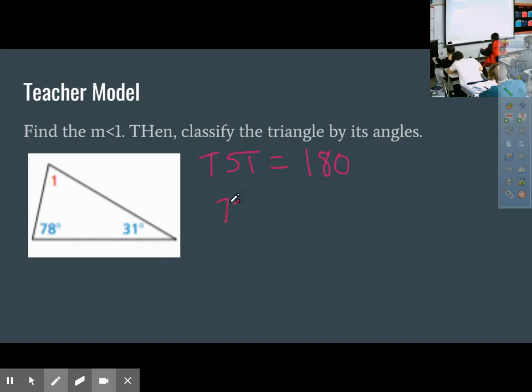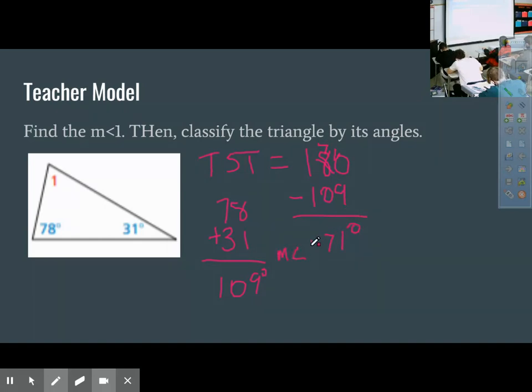Well, let's see, 78 plus 31. That's 9, that's 10, so that's 109 degrees. So I've got 109, and I need it to add up to 180. So to figure how much I got left, I need to do 180 minus 109. I need to borrow from the 8, 10 minus 9 is 1, 7 minus 0 is 7. So 71 degrees. So the measure of angle 1 is 71 degrees. So that angle right there is 71 degrees.